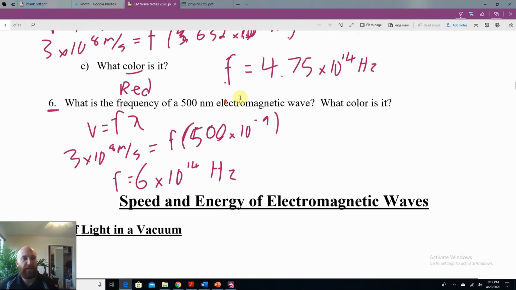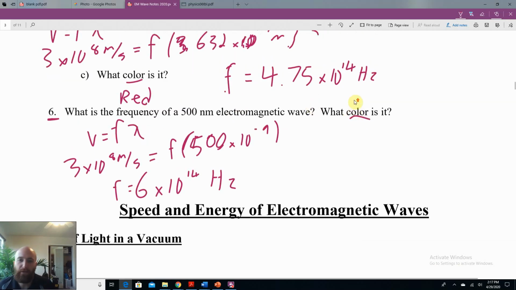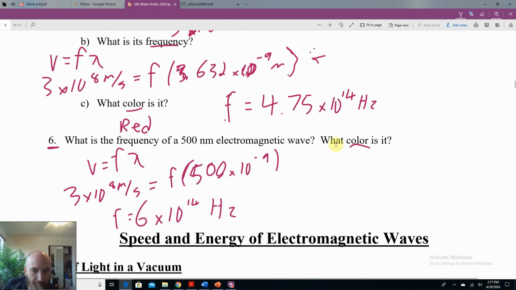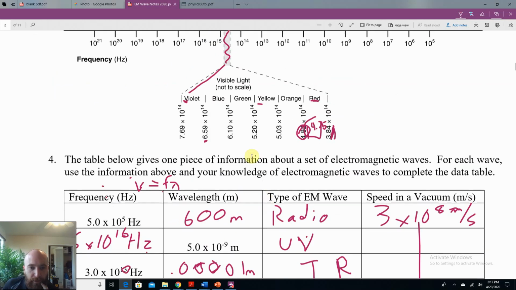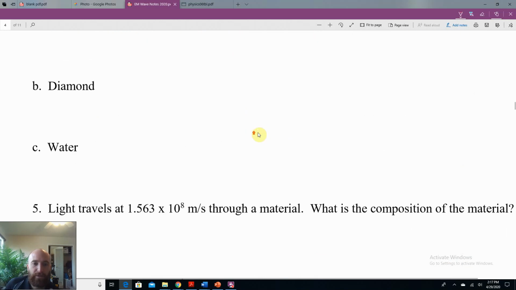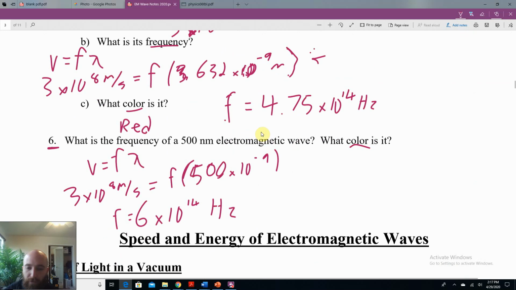We can tell that's a good answer because all of the colors are times 10 to the 14, so this seems good. Let's figure out what color it is. 6 times 10 to the 14, we go here. Okay, 6 times 10 to the 14 is bigger than 5.03, it's bigger than 5.2. I think it's less than the 6.10 though. If you put 6 times 10 to the 14, I think it would fall nicely into this green range. So that's the color that you would see, some form of green.